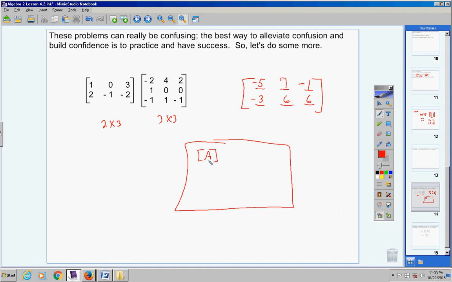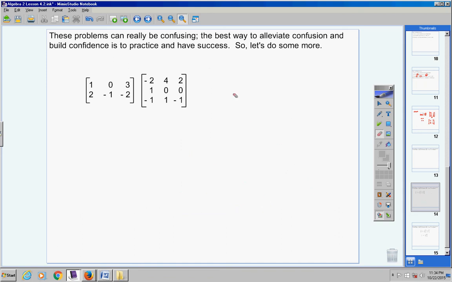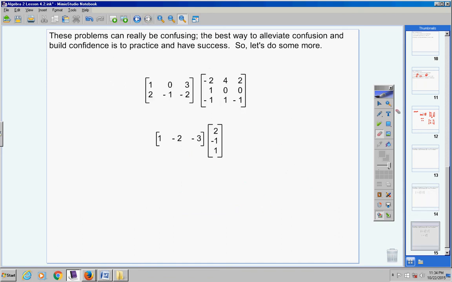Then hit second matrix again. Scroll down to number 2, okay? To matrix B or number 2 and hit enter. Just like this, it's really cool. On your screen you'll see -5, -3, 7, 6, -1, 6. Pause the video and try that if you want to, guys, okay? That's a good way to check your answer on a test or a quiz. It's not cheating.